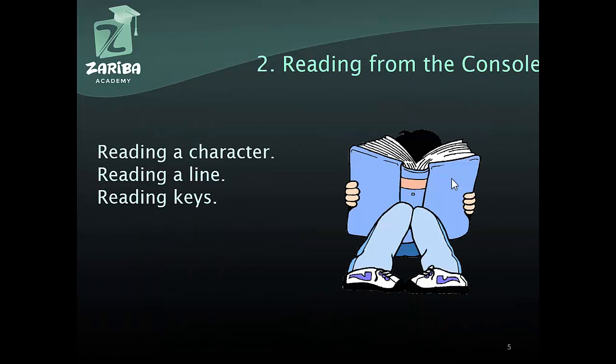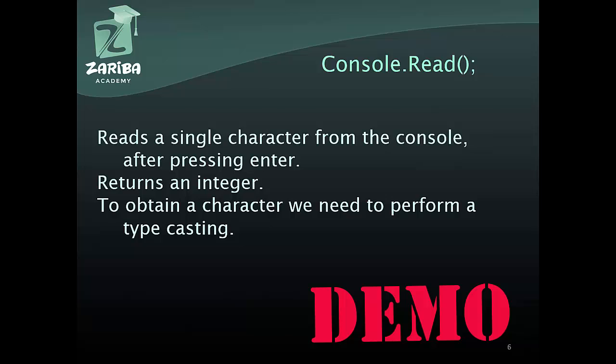Reading from the console. Okay, so we can read a character, a line, or a set of keys. What you'll normally be using the most is this one. Reading a character is very rarely used, and we'll be reading keys as well for our game. Say that if I press the left arrow or something like that, we'll see how to detect this. All right, so console.read is the method that reads a single character, and then if you press enter, this character will go into some variable.